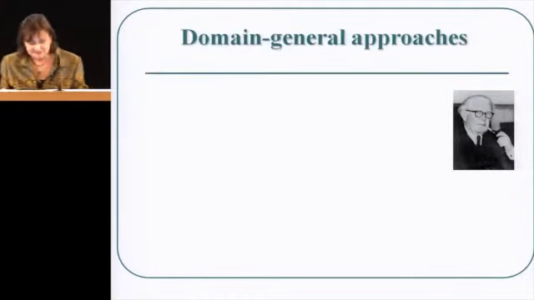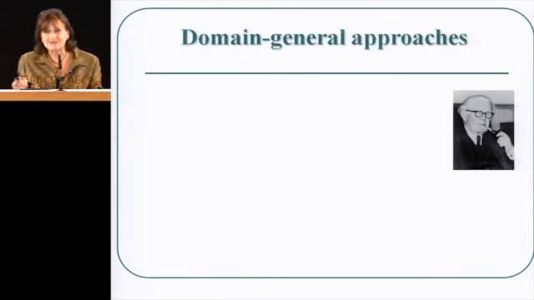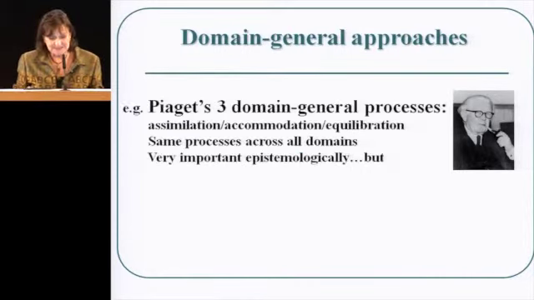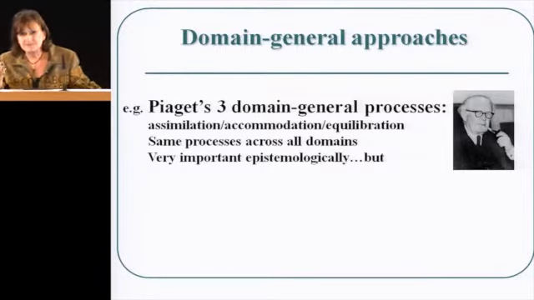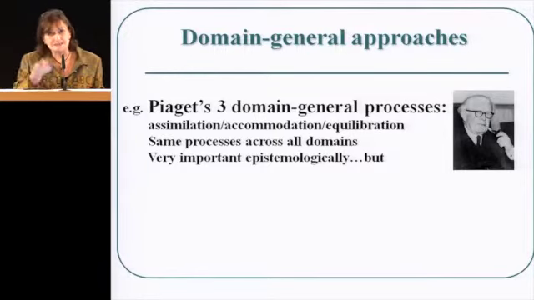Okay, so to start, domain general approach is, of course, my mentor, Piaget. So Piaget had three domain general processes: assimilation, accommodation, and equilibration. And what was particular to Piagetian theory was that he applied these three processes to every domain of knowledge: number, social cognition, language, physics, and so forth. And while I think that's very important epistemologically, it didn't always help us psychologically.